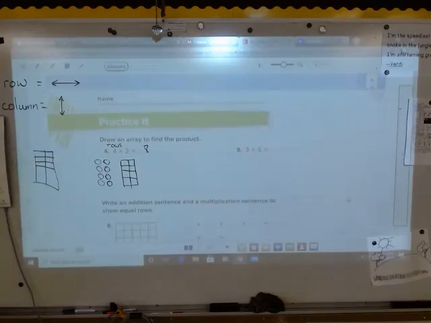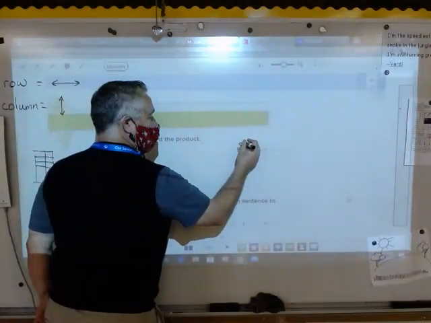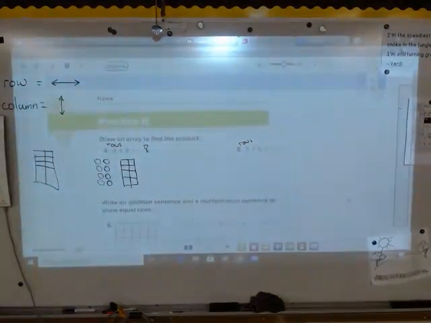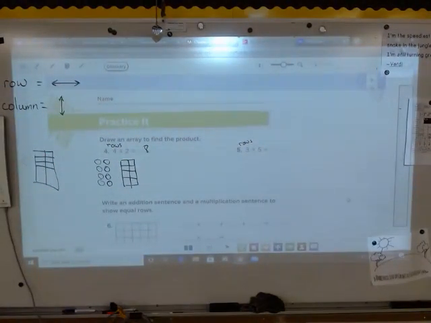Do your own. 3 times 5. Remember, 3 is the rows. Draw an array that shows 3 rows with 5 in each row. Draw the array. 3 rows, 5 in each row. Remember, rows go across. Three rows with 5 in each row.